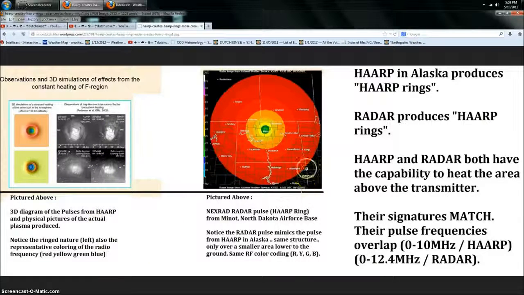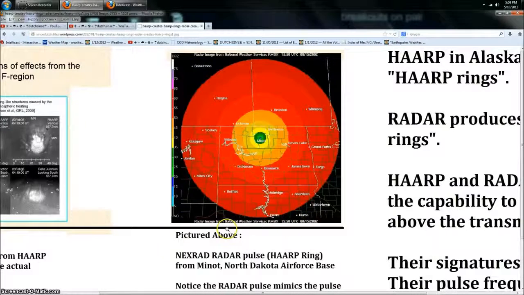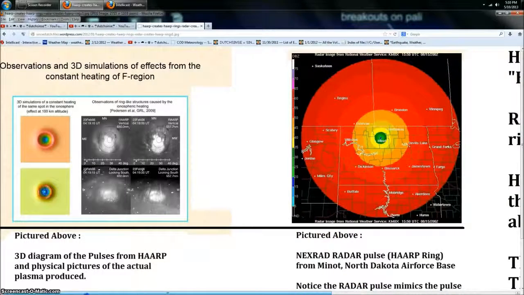On the right-hand side, this is an actual pulse that came out of Minot, North Dakota, recorded on NEXRAD radar. Compare the HAARP image on the left to the radar image on the right, and you'll see the color coding is the same, the 3D representation is the same. I would venture a guess that the area is smaller, of course, above the NEXRAD radar due to the peak pulse wattage at 750,000 watts as opposed to HAARP at 1 billion. But the radio frequency coding is the same. You can clearly see they both produce a ring effect, and that's actual plasma that's forming.